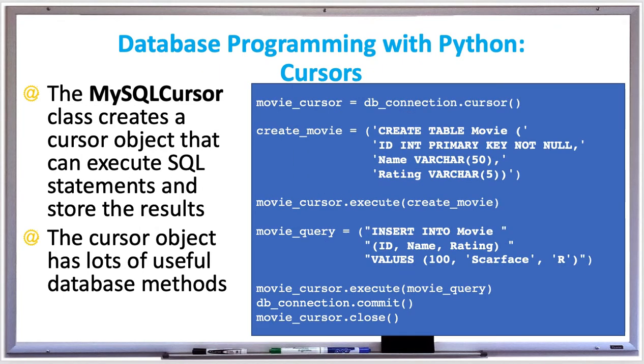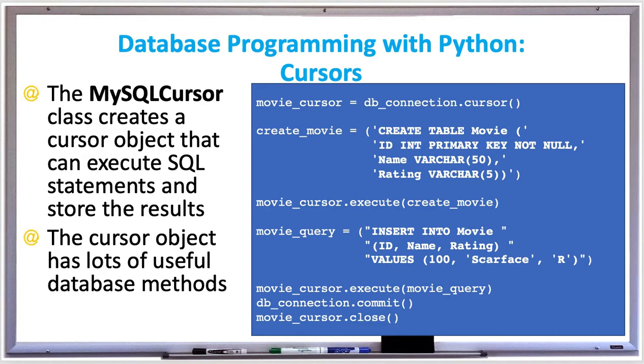After you've created a database connection in your Python program using connector/python, the next thing you can do is start executing queries, creating tables, or whatever it is you need to do in your database. So the MySQL cursor class creates a cursor object that can execute SQL statements and also store the results. And the cursor object has lots of useful database methods. So let's take a look at this example. And by the way, this is just a partial example, not a full program. But just wanted to show you guys what the code would look like.